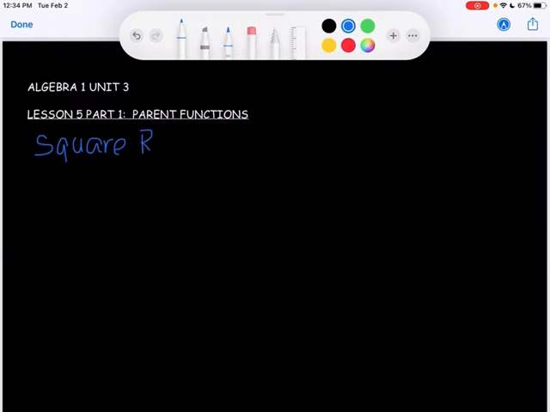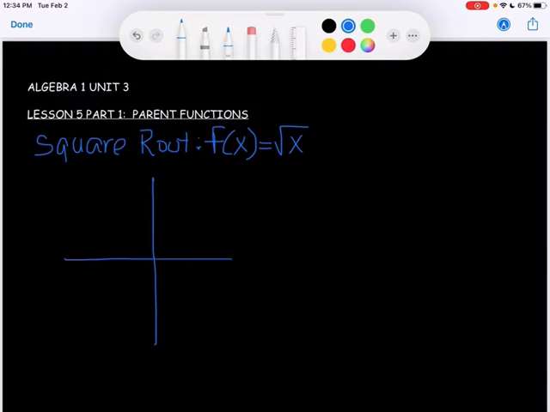Okay, so the parent square root function would just be f of x equals the square root of x. You may have started to notice a pattern here. These parent functions are very basic. Okay, just knowing what they look like is the hard part. But you notice they all have a point at 0, 0. And then we've got 1, 1, and we've got 4, 2 here. So this is your parent square root function.